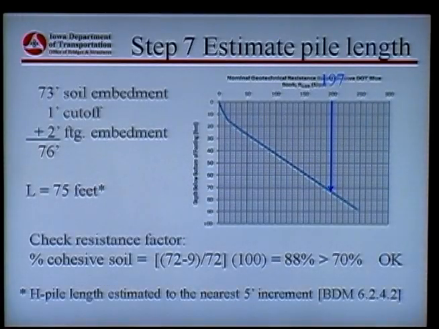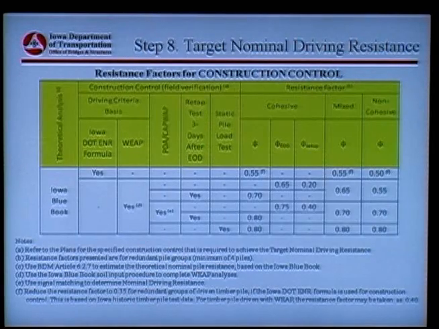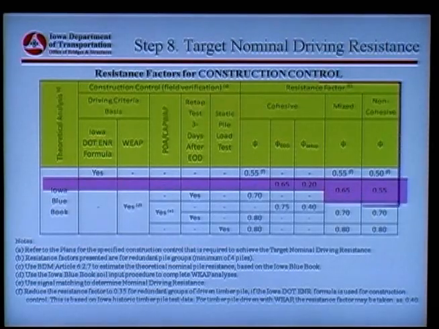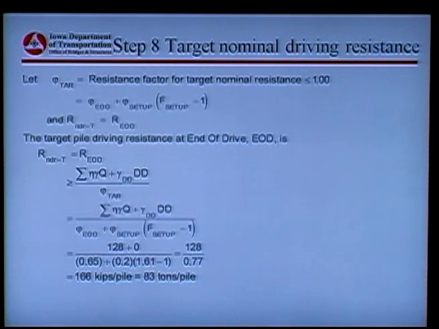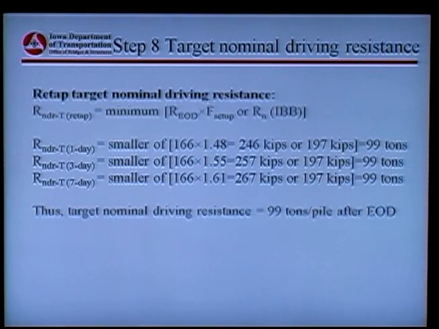You had the 246, 257, and the 267 after the setup. Right. So yeah, you're more than what's required, so that's why you're good. That's correct. The important thing to note here is, with setup, we're predicting capacities well in excess of the demand. That is not necessarily a bad thing.